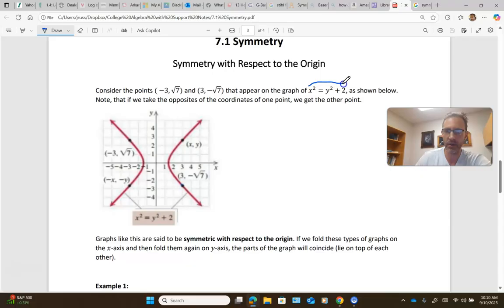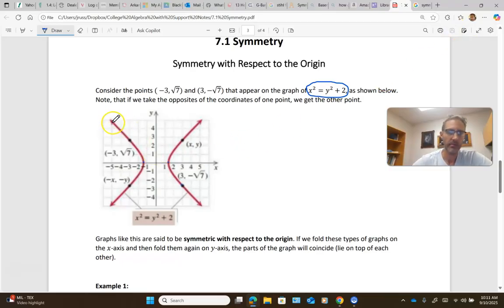But this is the equation that describes it. And what happens is, for any given x value, except for maybe this very edge point and this edge point over here, each x value is going to have two different y's. So that's why this one would not be a function, but it does exhibit origin symmetry.